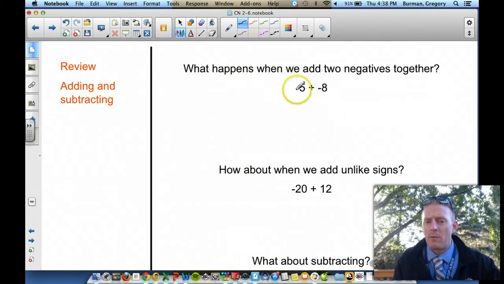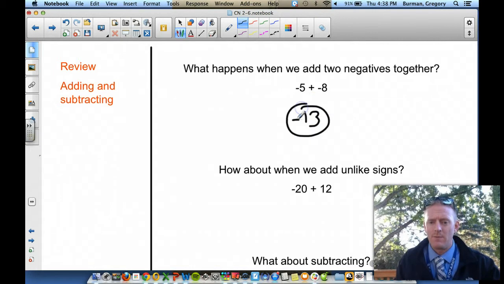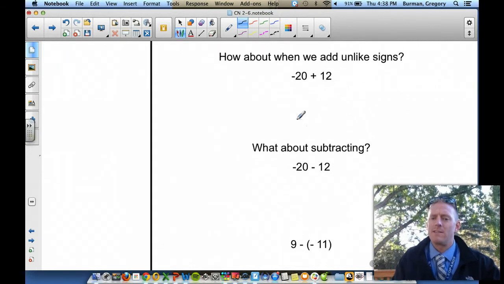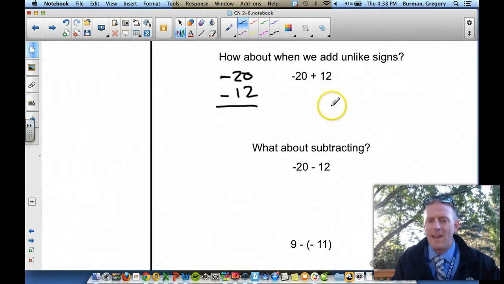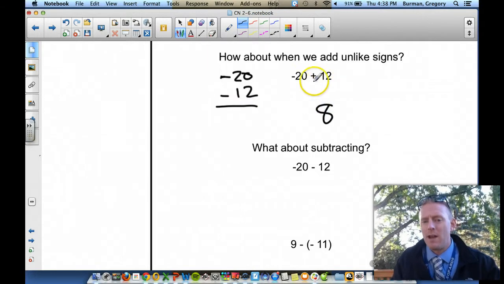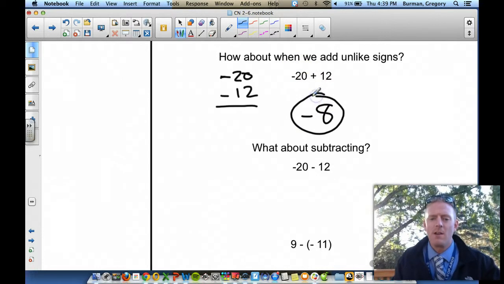It's important to remember that when we add two negatives together, the signs are the same, so we just add them up. So this is a negative 13. When we look at the next one, where the signs are different, because they are different, we subtract. So we just take this negative 20 and subtract 20 minus 12, and we get 8. This is like our good guys and bad guys. There are more bad guys, so my answer stays negative.